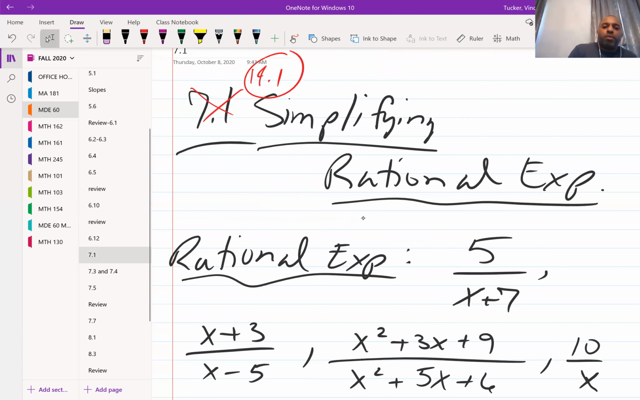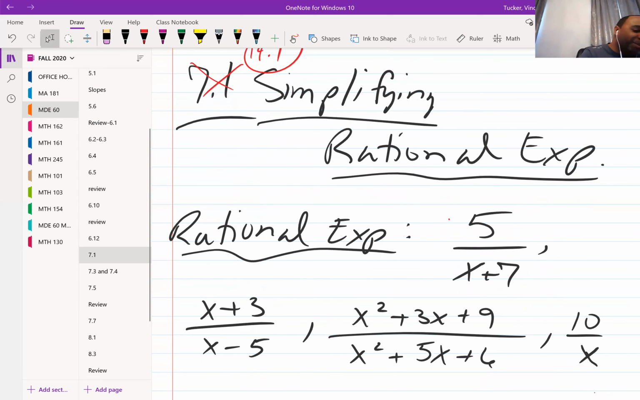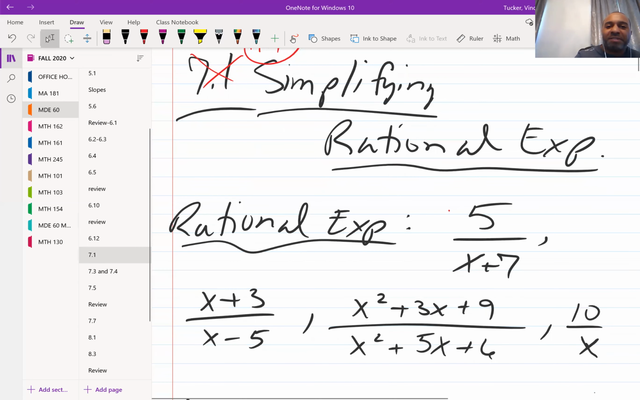So 14.1, simplifying rational expressions. And I don't know if y'all noticed, man, we only have like a month left. That's why I'm trying to catch up. So we're on severe countdown mode, severe behind mode. But we still got time though. Still got a whole month to take advantage of the time. So we'll be all right.